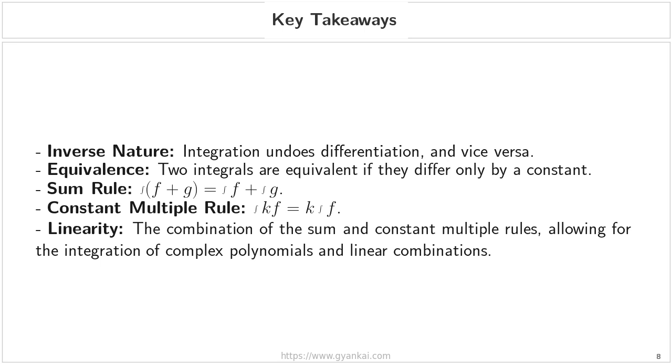These 5 key takeaways are the foundation for mastering indefinite integration. Make sure you understand each one, as we'll be building on these concepts in future lessons. Are there any of these points you'd like me to revisit or explain in more detail?